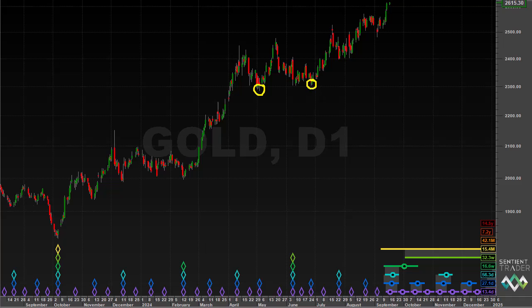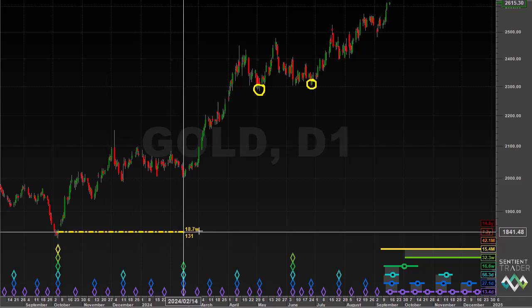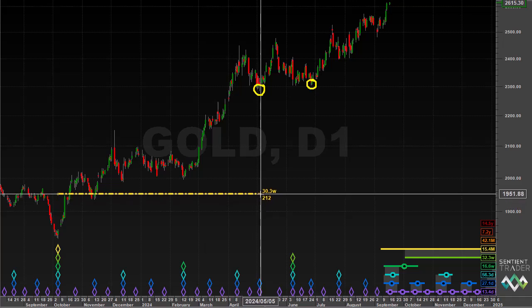So let's go back to this trough over here in October of 2023, and we're going to measure our bars from there. Here we have 212 bars, 210 bars. That's not really a very good number in terms of it doesn't really match any of the nominal model cycle lengths that we are used to working with. It's 30 weeks. There could, of course, be a 30-week cycle in gold, and there are analysts that suggest that there is such a cycle.